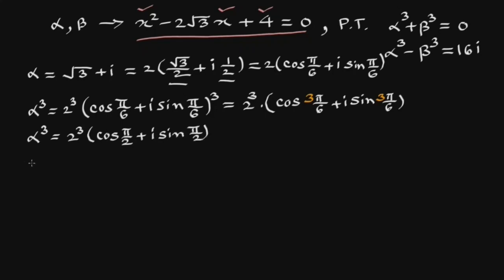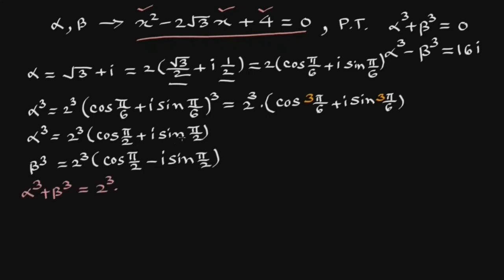And on the same lines, β³ will be 2³ (cos π/2 − i sin π/2). So α³ + β³ will be 2³ times: i sin π/2 minus i sin π/2 will get cancelled, and cos π/2 + cos π/2 will be 2 cos π/2. But since cos π/2 is 0, α³ + β³ will be 0 as required here, and α³ − β³ will be 2³.